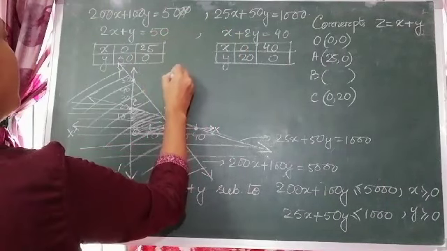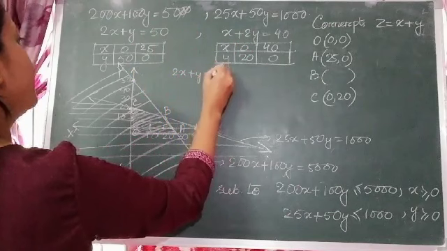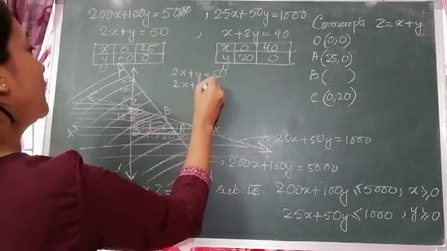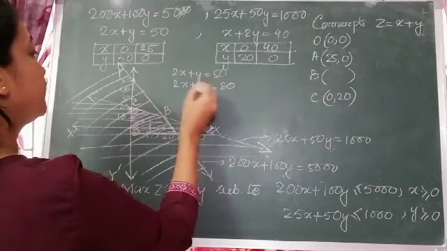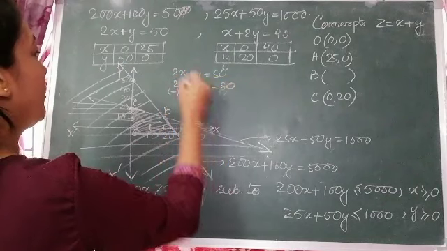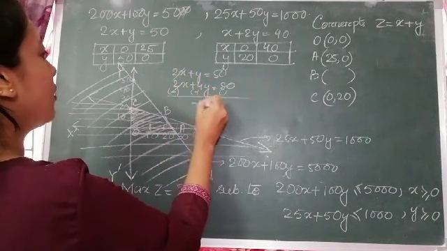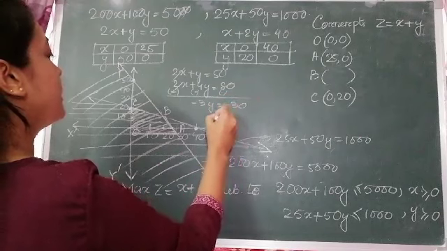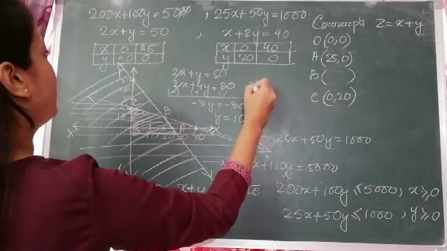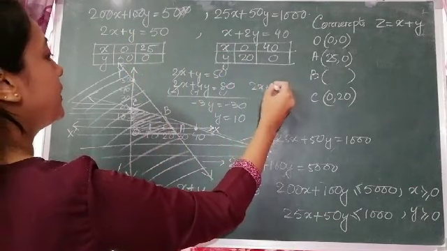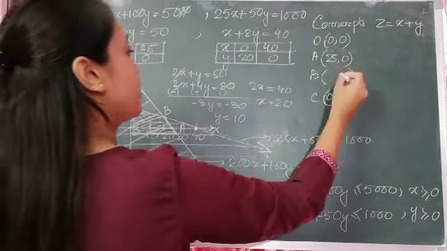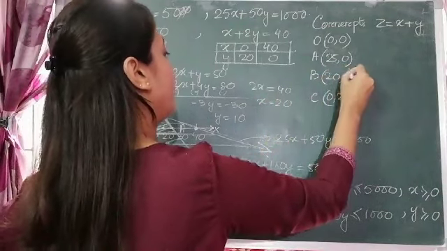So on solving you will get 2x plus y equals to 50, and this equation if I multiply it by 2 I will get 2x plus 4y equals to 80. So if you subtract it, then you will get minus 3y equals to minus 30, that is y equals to 10. If you put the value of y here, you will get 2x plus 10 equals to 50, that is 2x equals to 40, and hence x equals to 20. So coordinates of B are (20, 10).